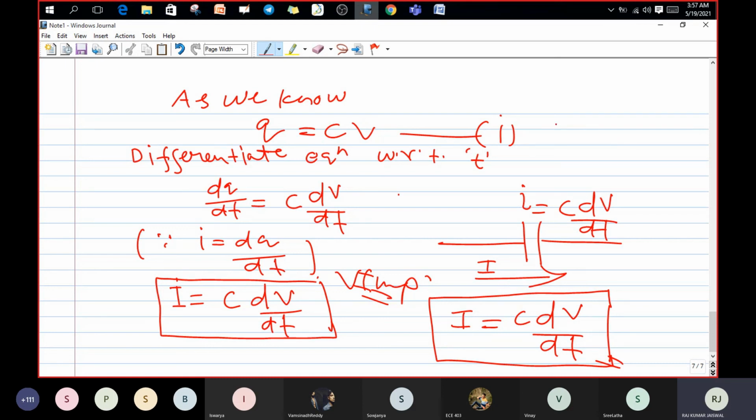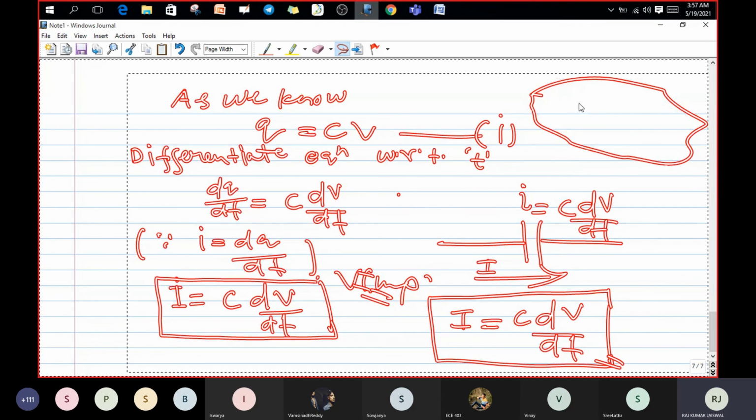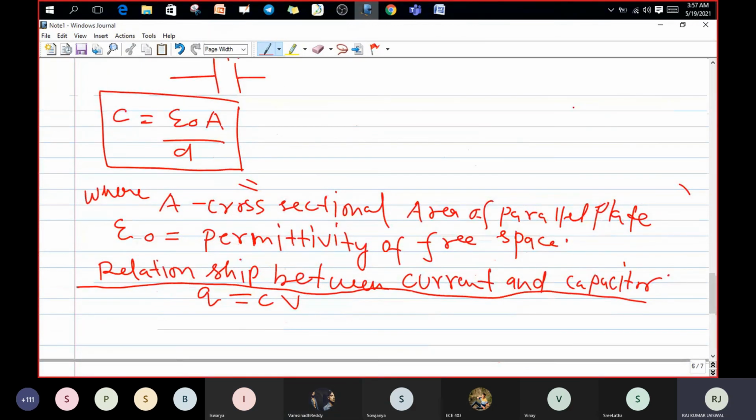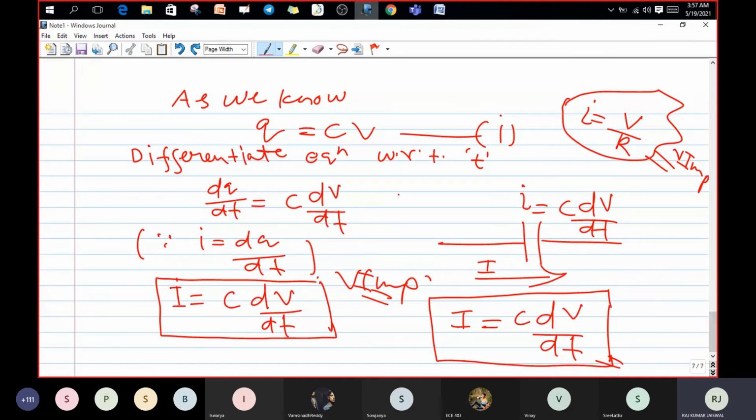If one resistance is there, guys, then what is the current formula for that? Tell me. For that, the current formula is I equals to V by R. V by R. Do not forget. V by R. You guys are forgetting. That should not happen. Okay. I equals to V by R. Across the capacitor, if you need the current calculation, which formula will you apply? I equals to C dV by dt.